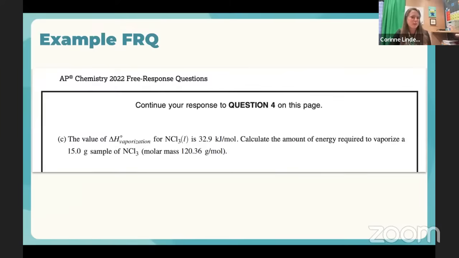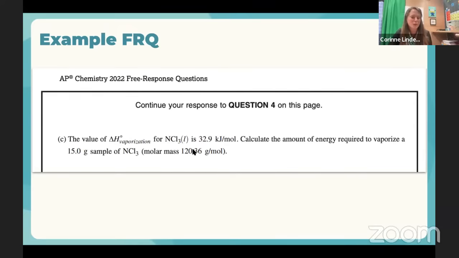I like to do this one, another one from last year's test, because a lot of students haven't seen it. There isn't an equation associated with this, but this is one of those instances where you can use the units to solve the problem. We're given the heat of vaporization for nitrogen trichloride in kilojoules per mole. We're asked to calculate the amount of energy required to vaporize a 15-gram sample, and we're given the molar mass. If you are given the molar mass, guess what? You are doing a molar mass conversion.